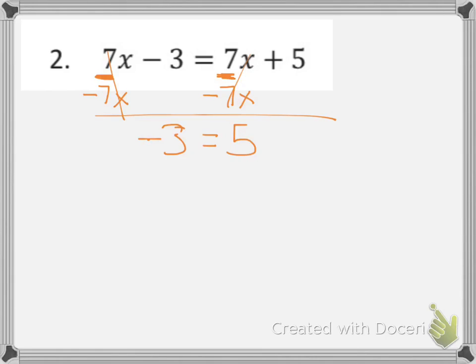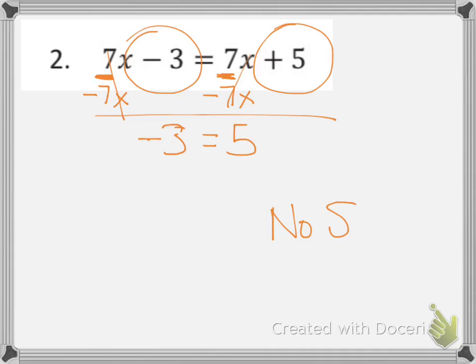So I know that the x's are gone. That means I'm not going to have a unique solution. Then all I have to do is check the constants. I can see a negative 3 and a positive 5. Those do not equal each other. So I know this is going to be a no solution equation. There is no value of x that will make both sides equal to each other, or make the statement true. So check the coefficients. If the coefficients are the same, then check the constants. If the constants are different, then it's no solution.